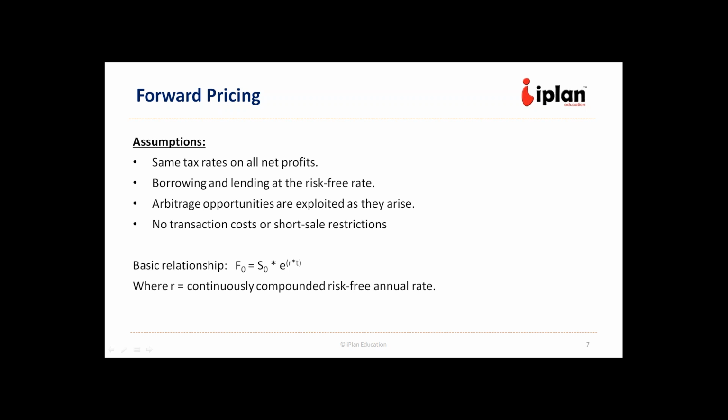So when we arrive at a future contract price, the forward contract price, we normally do not account for transaction cost or short sale restrictions. If we take these assumptions, then the formula comes to: the forward price or the future price equals the spot into exponential raised to the power rate of interest into the time. So this gives you the formula.